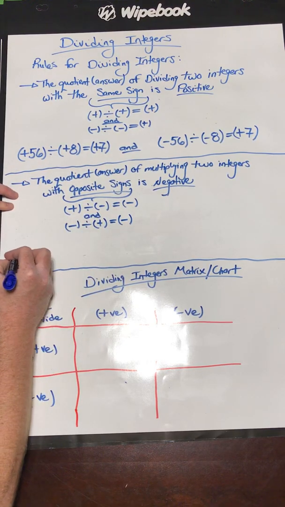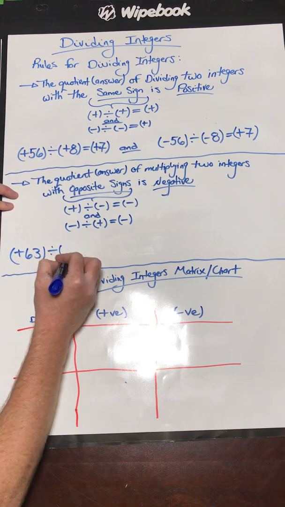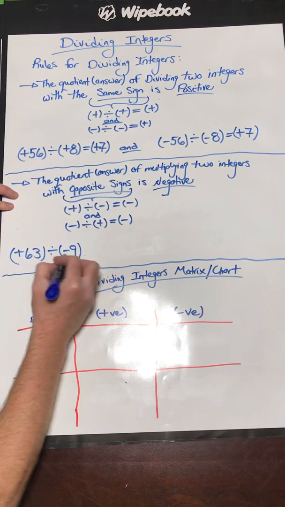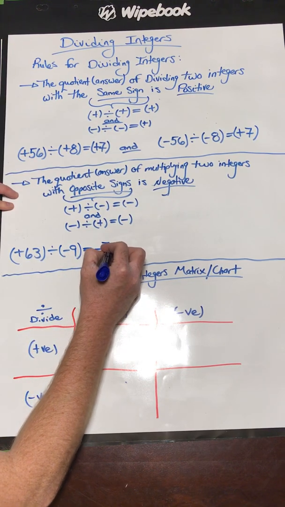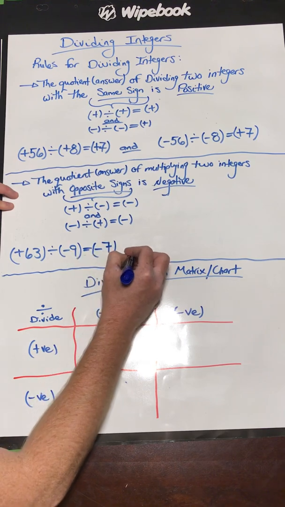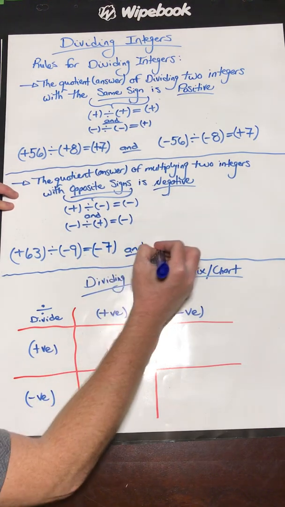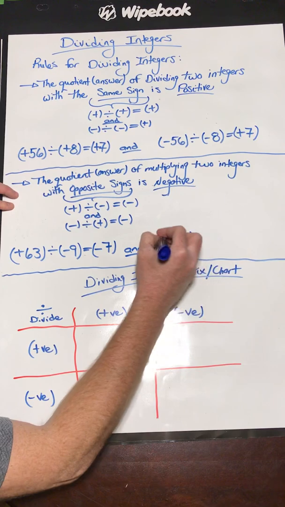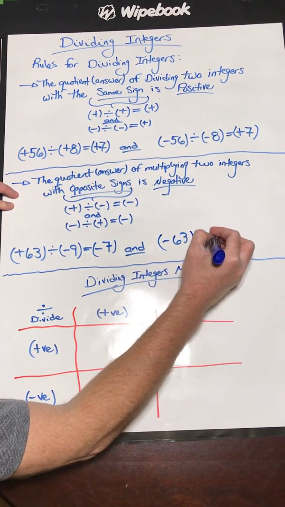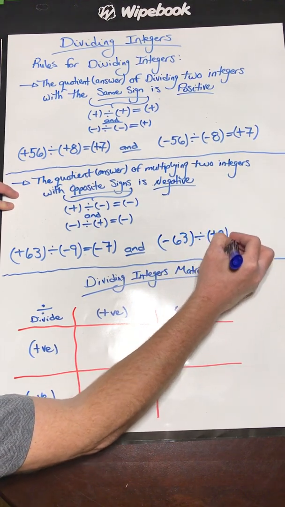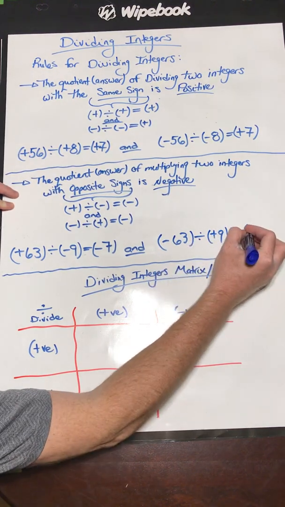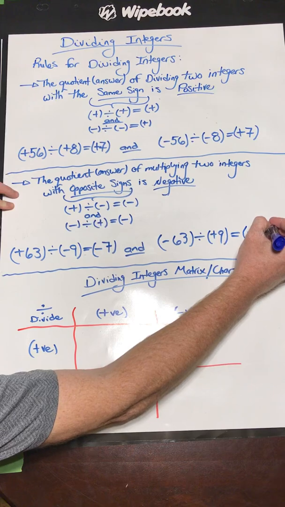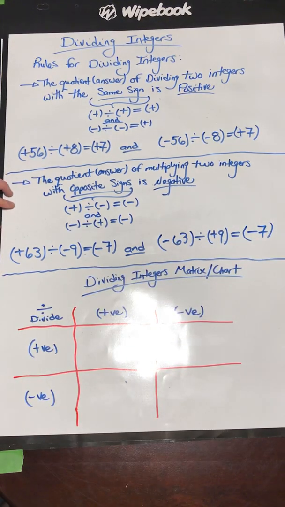With some numbers, if we have something like positive 63 divided by negative 9, opposite signs, it's going to result in a negative 7. And if we have negative 63 divided by positive 9, it's going to result in a negative integer, because we have opposite signs, and that is also going to be negative 7.